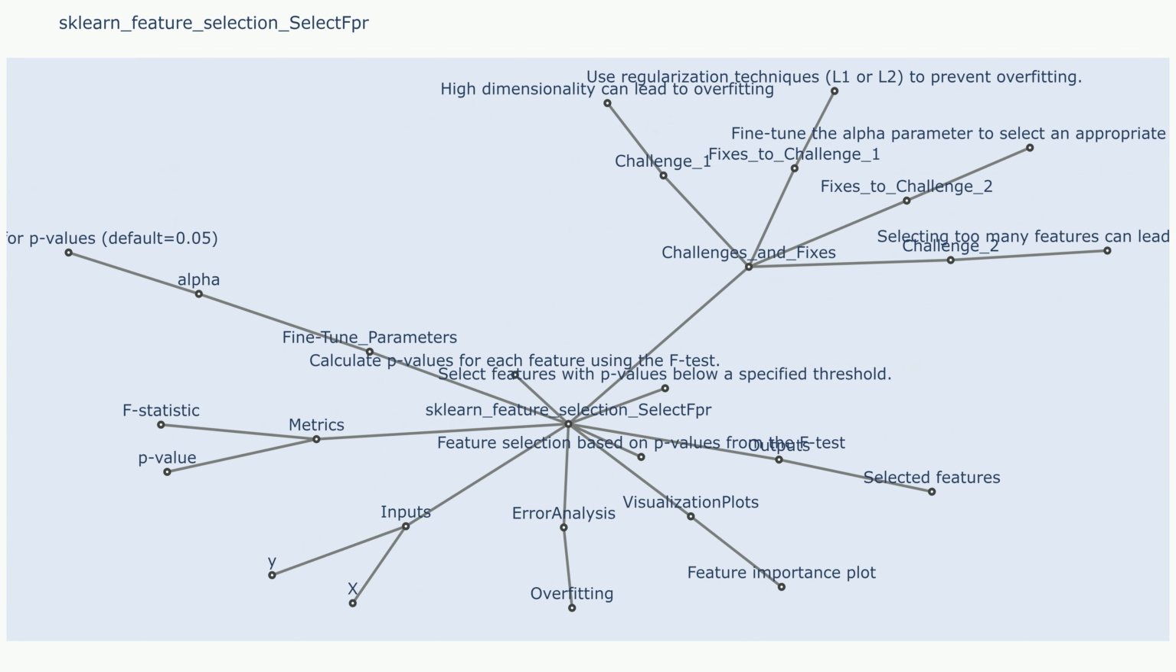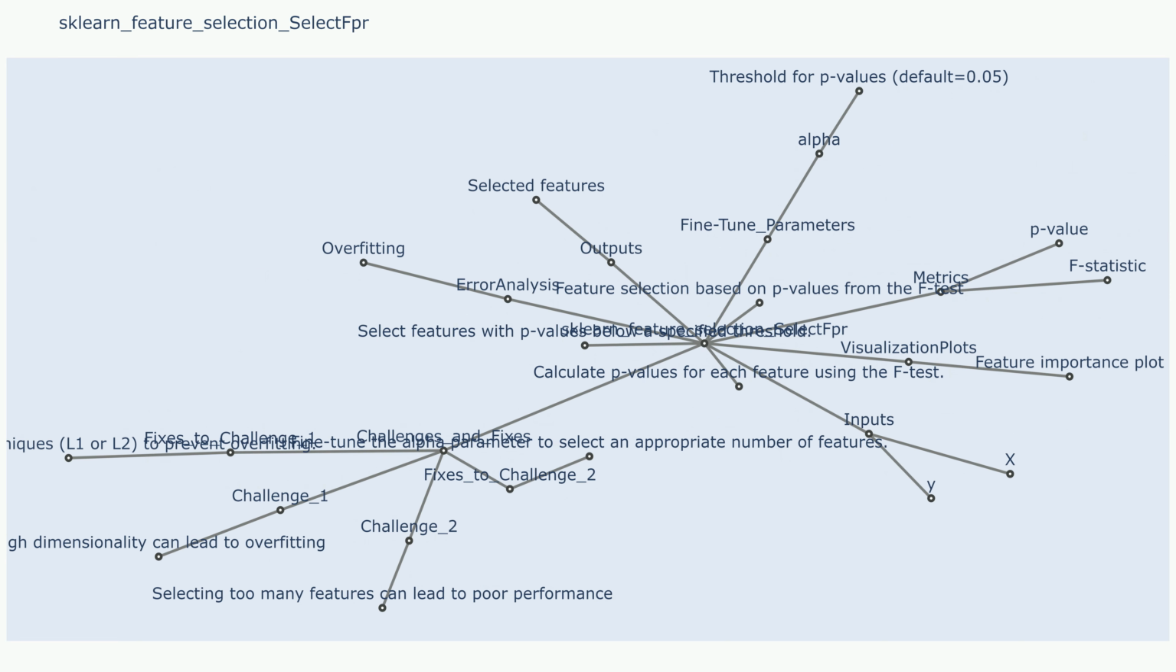Fixes to challenge 1: use cross-validation to estimate the performance of the model on unseen data. Consider using a higher alpha value to reduce the number of selected features.